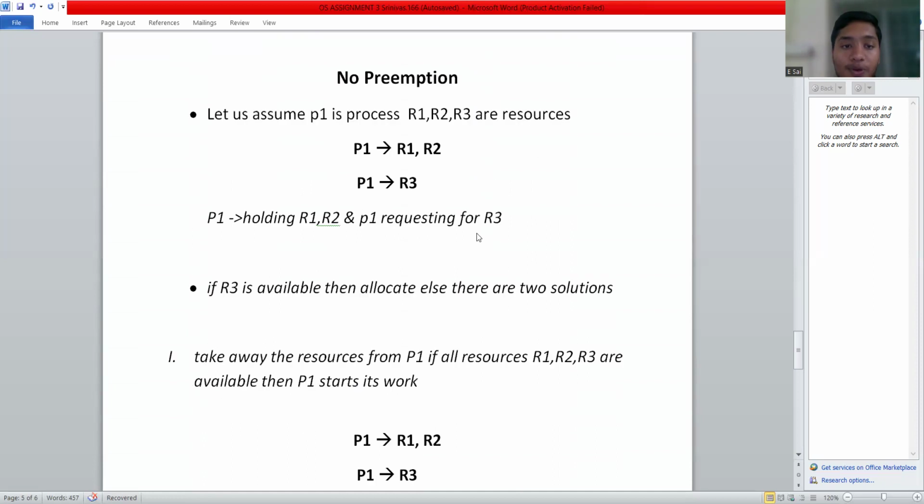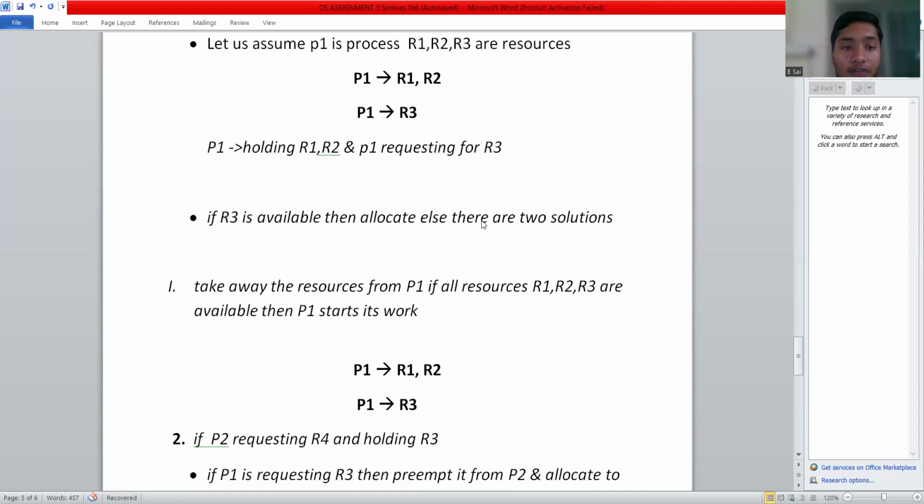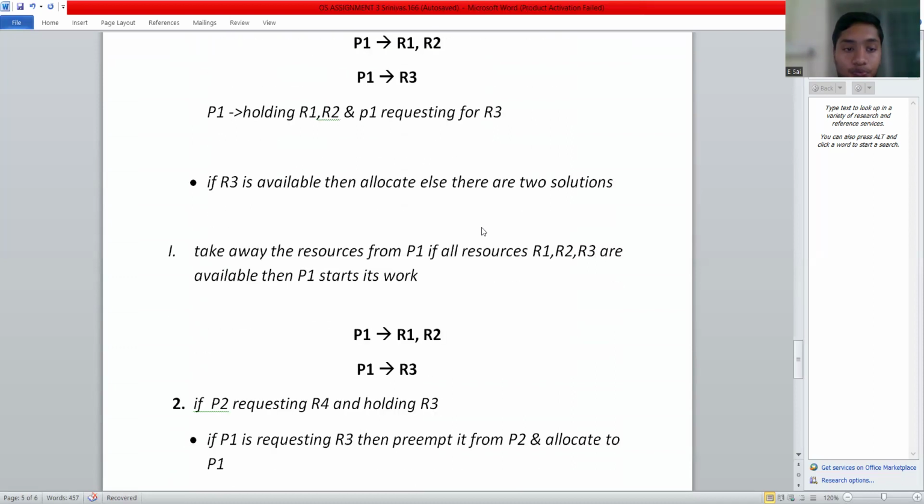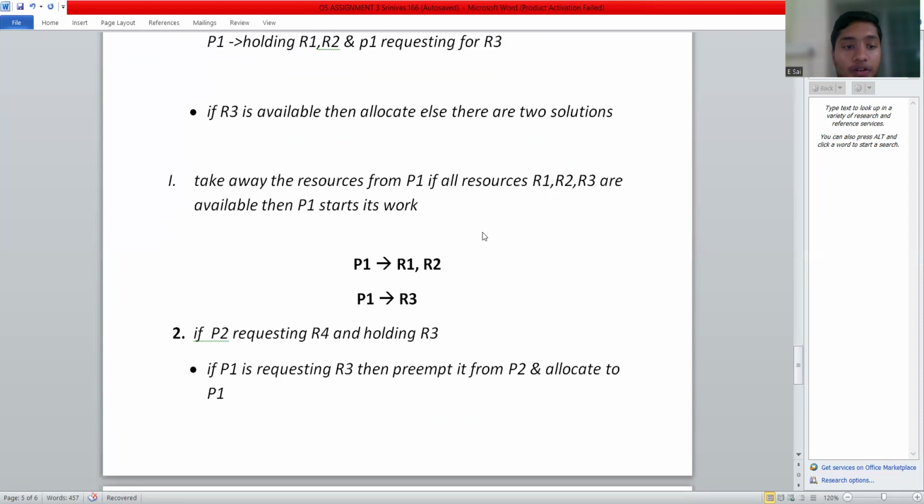processes. No preemption. Let us assume P1 is a process, and R1, R2, R3 are the resources. P1 is holding R1 and R2, and P1 is requesting R3. If R3 is available, then allocate it, else there are two solutions. The first solution is to take away the resources from P1. If all the resources R1, R2, R3 are available, then P1 starts its work.